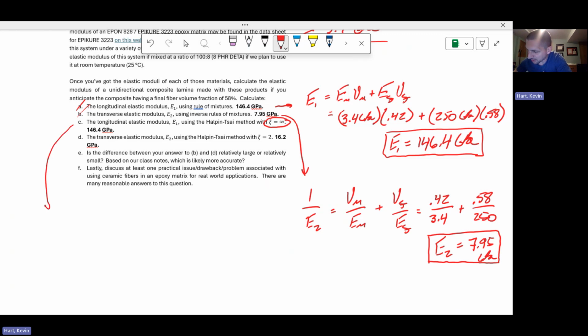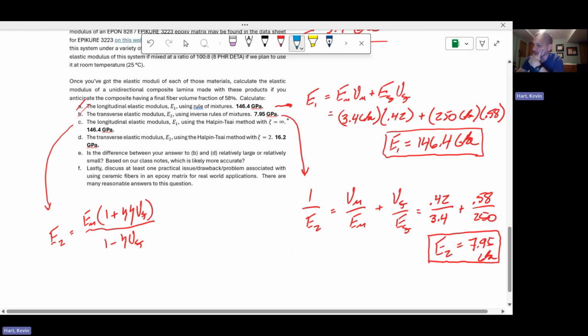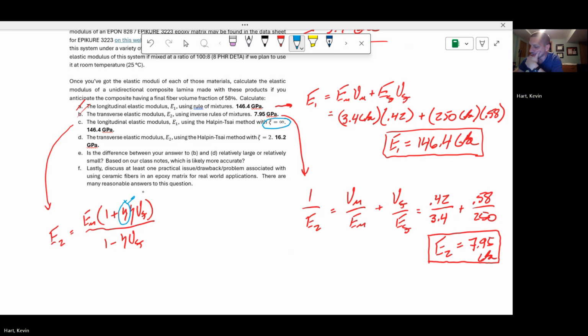Remember that the typical Halpin-Tsai equation, if we were to use that here, would look like E2 is equal to EM (1 plus xi eta VF) over (1 minus eta VF). This is the typical Halpin-Tsai equation. But in this situation, we have a strange situation. It's asking us, what's the situation where the value of xi is equal to infinity?